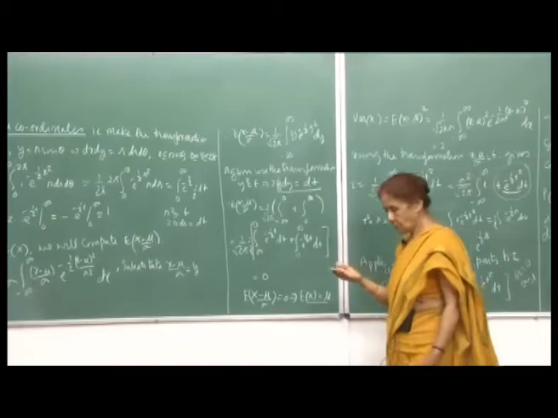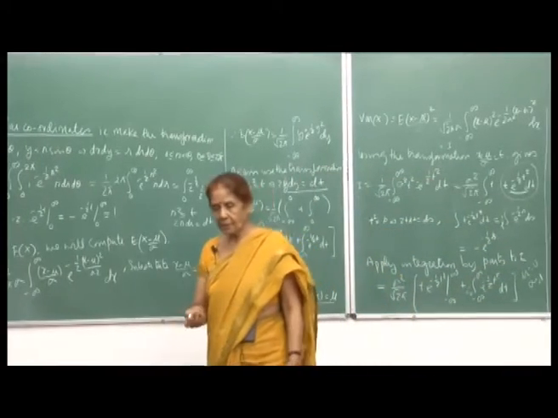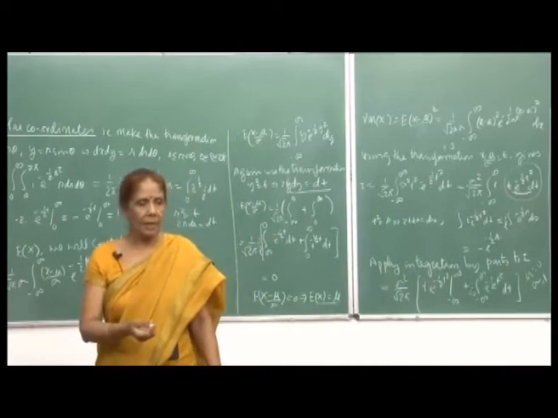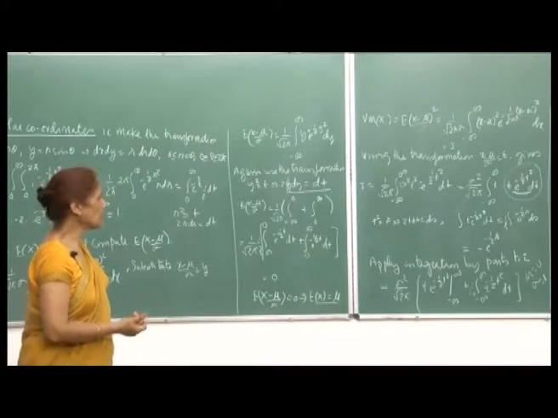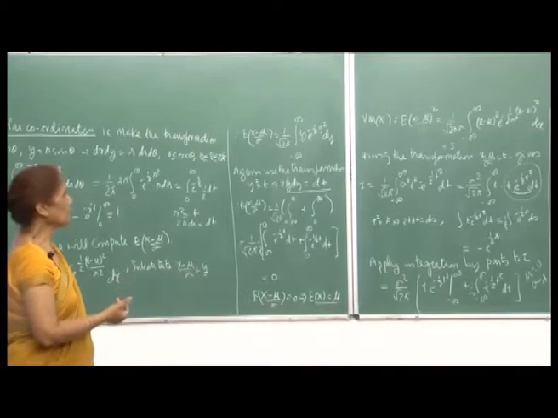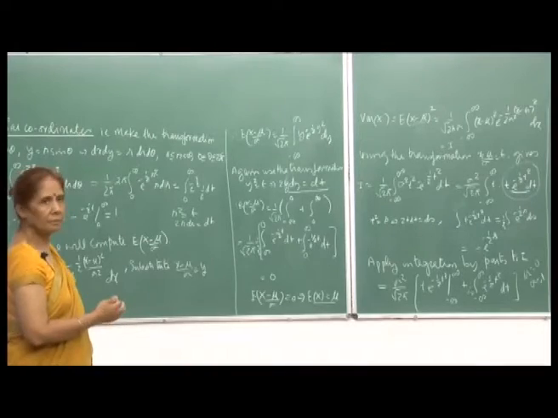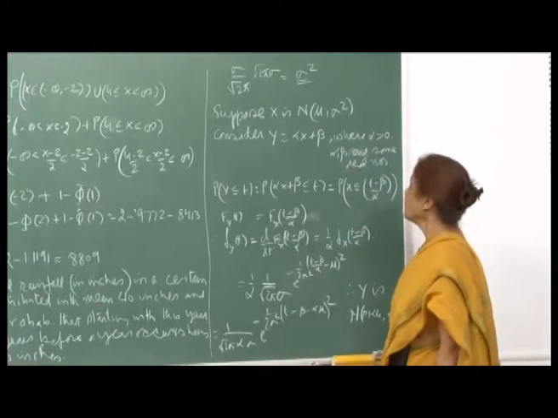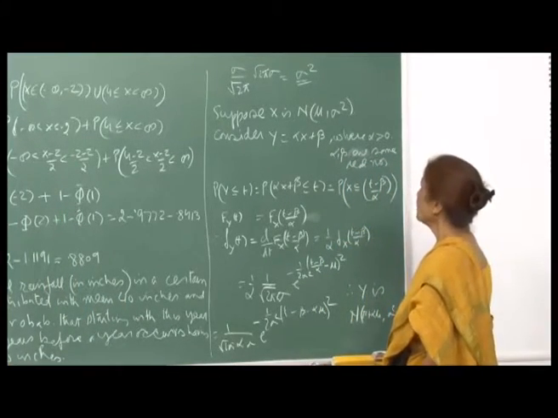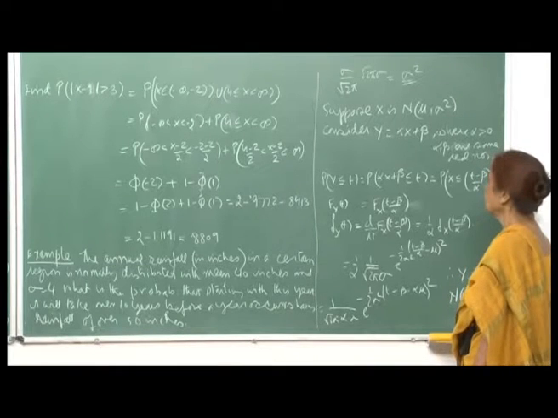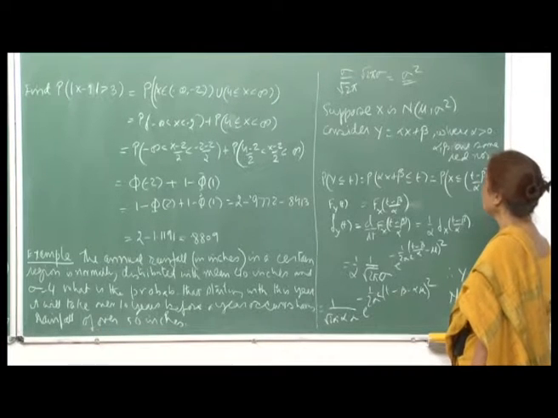So, now it is very clear what the parameters denote. When we say normal mu sigma square, mu is the mean and sigma square is the variance. So, we just saw that for the normal distribution, the parameter mu is the mean and sigma square is the variance.